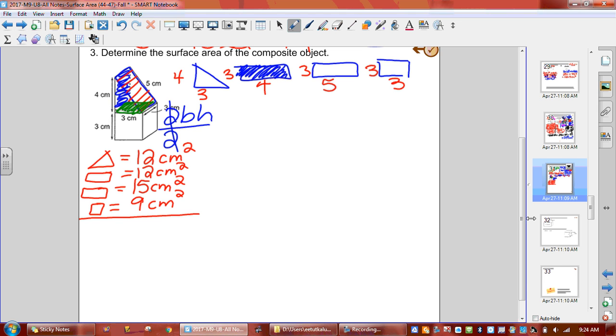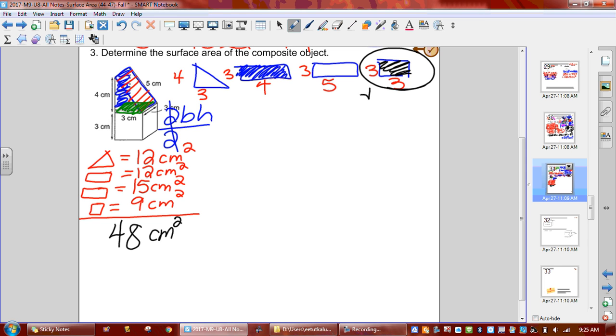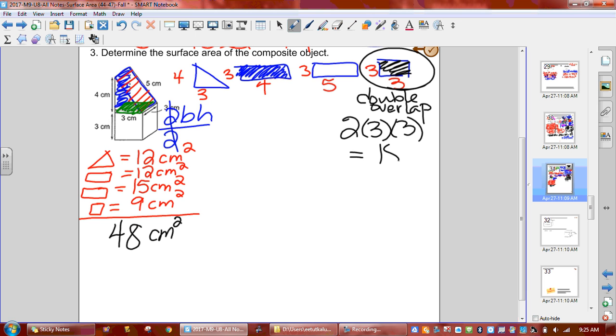Now, which one of those rectangles is it sitting on that it's glued to? The other one. The square one, the 3 by 3. So this 3 by 3 is going to be our double overlap at the end. So our double overlap is going to be 2 times 3 times 3, which is going to be 18 centimeters squared. So our double overlap is the part we have to subtract. So we've got the double overlap, we've got the top figure, now we need to do the bottom base figure.